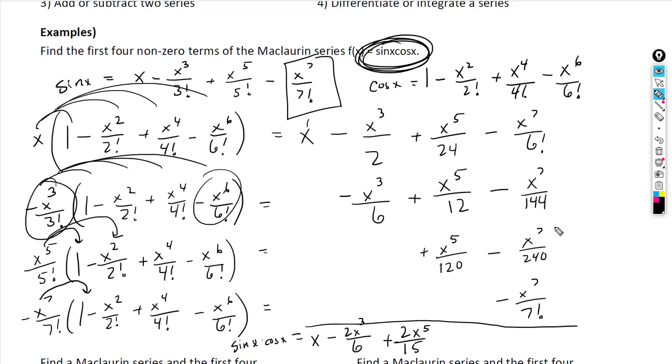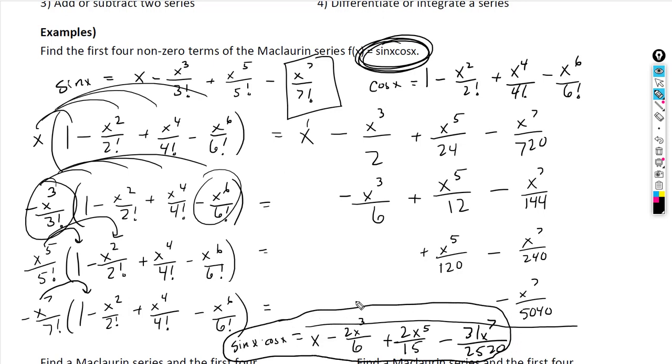And then if I add these up, 6 factorial is 720. 7 factorial is 5040. Everything else is good. And if I add those up, I get negative 31x to the 7 over 2520. Okay? And that, ladies and gents, is what sine x times cosine x is with the first 4 non-zero terms. There you go. I used Maclaurin series to figure that out. Let's go to the next one.